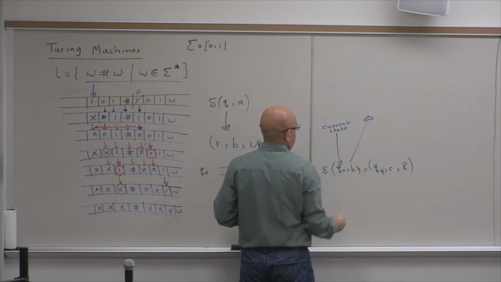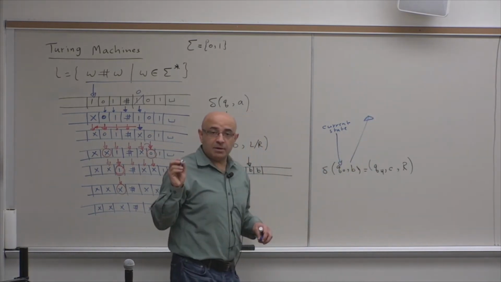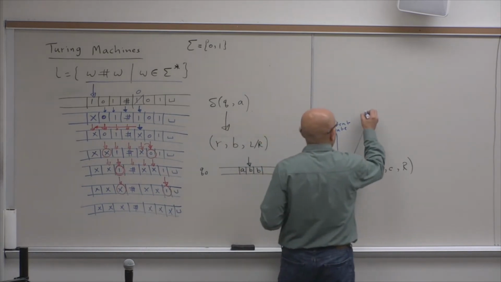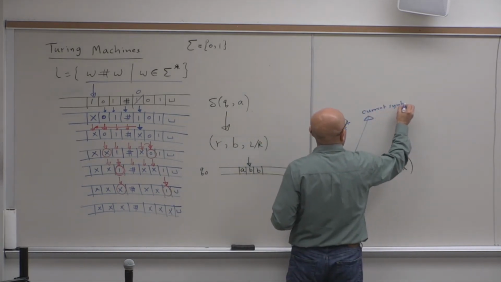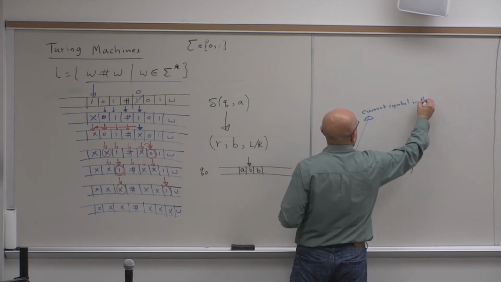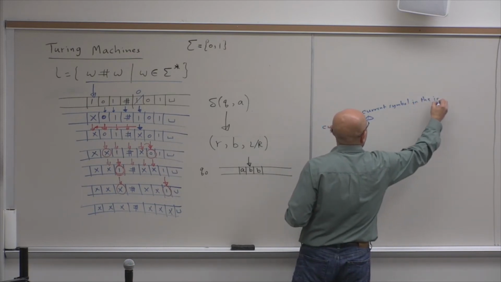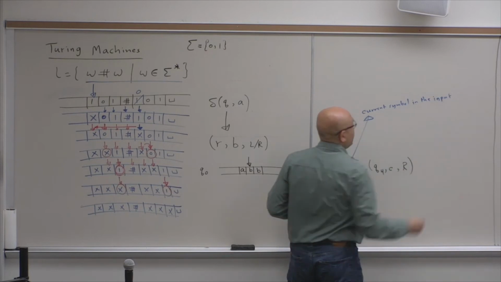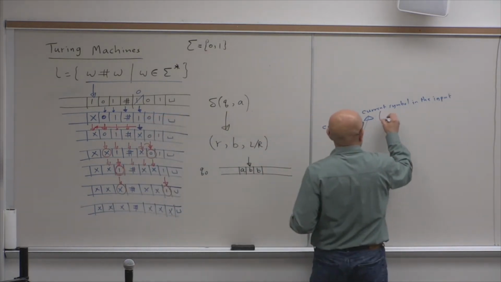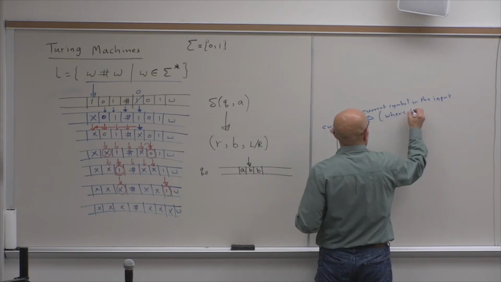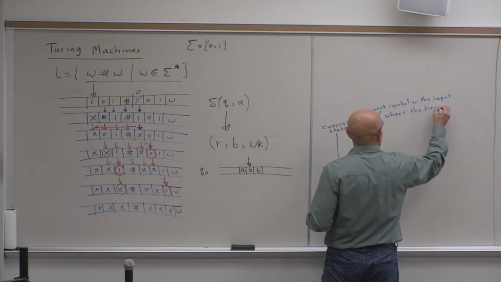This is the current symbol in the input. What's the definition of current symbol in the input? What the head is pointing at, where the head is.